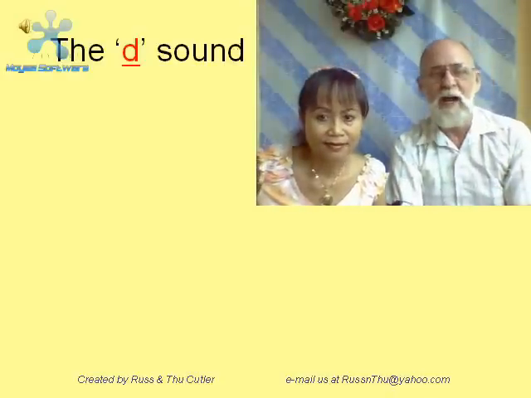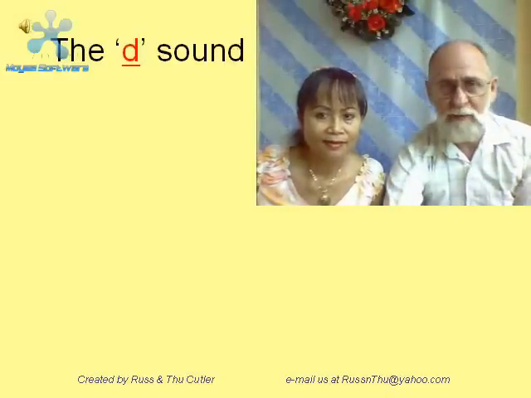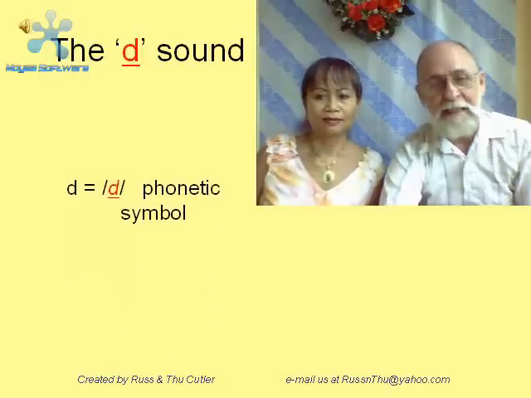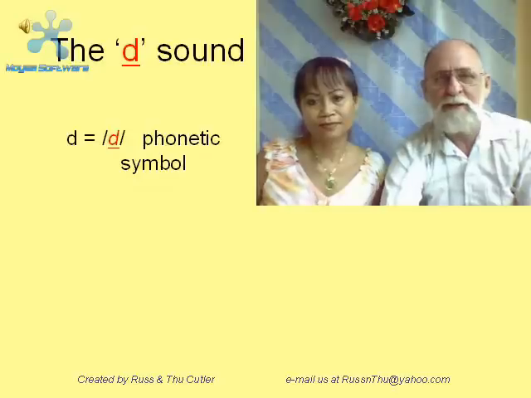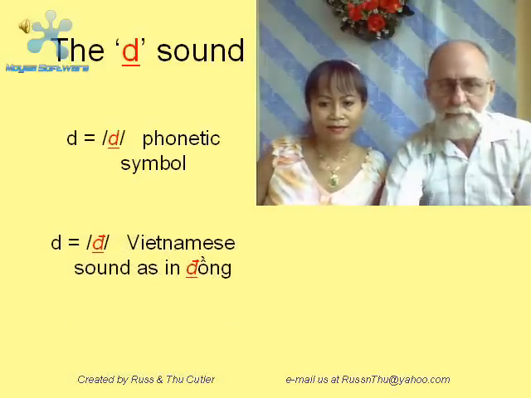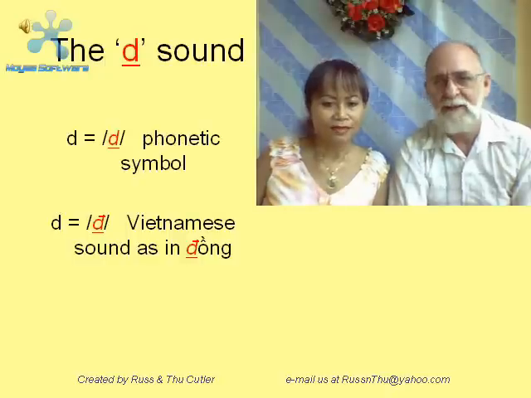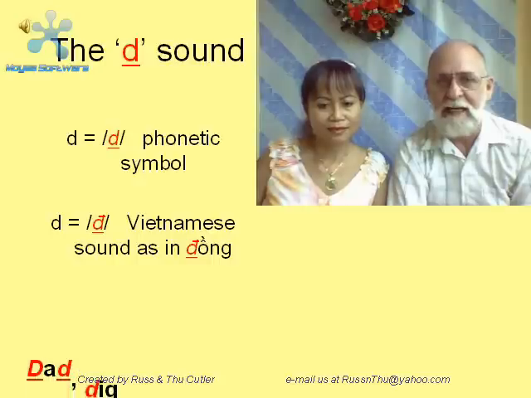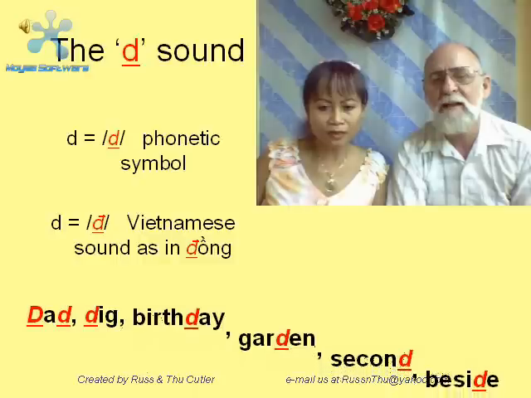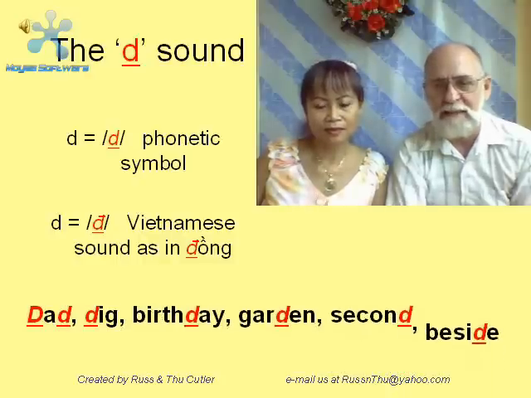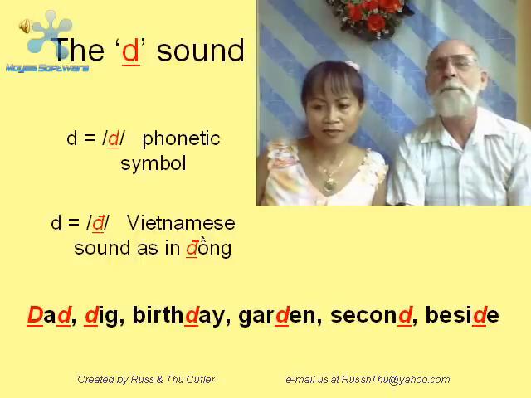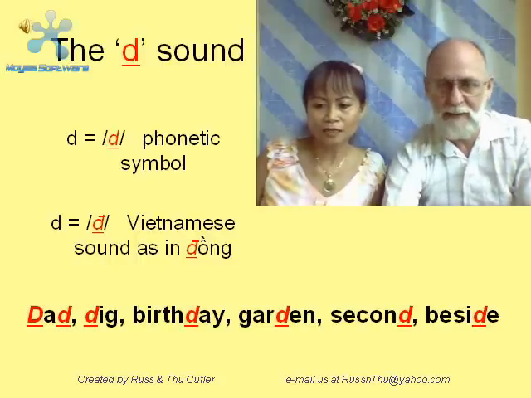On this slide, we have the D sounds. So in English, we only have one kind of D, not like Vietnamese, which has two. So this is the D sound. Dad. Dig. Birthday. Garden. Second. Beside.